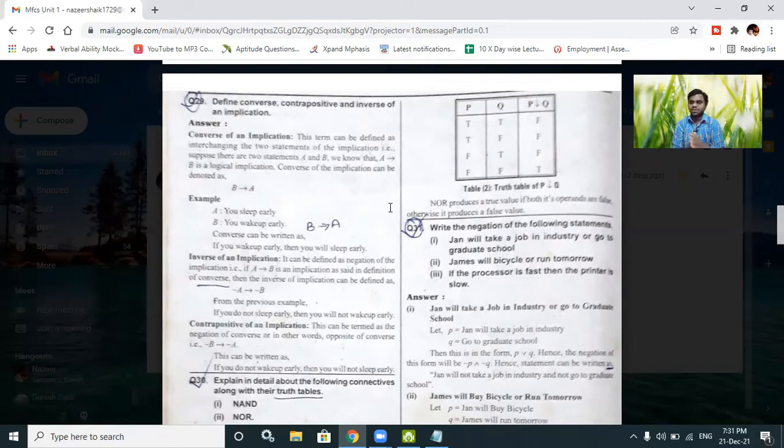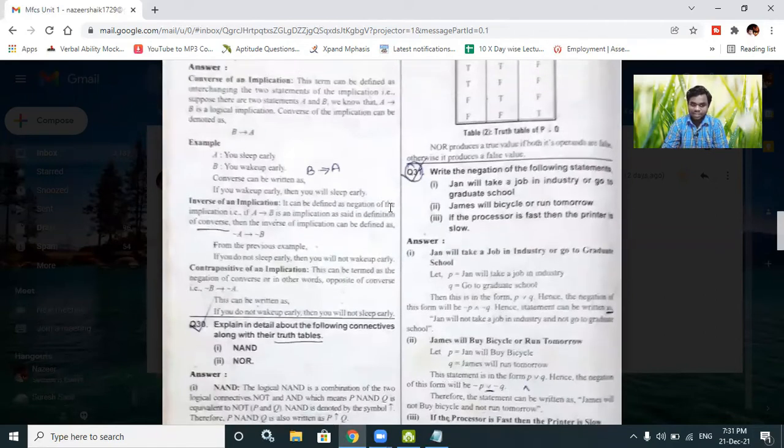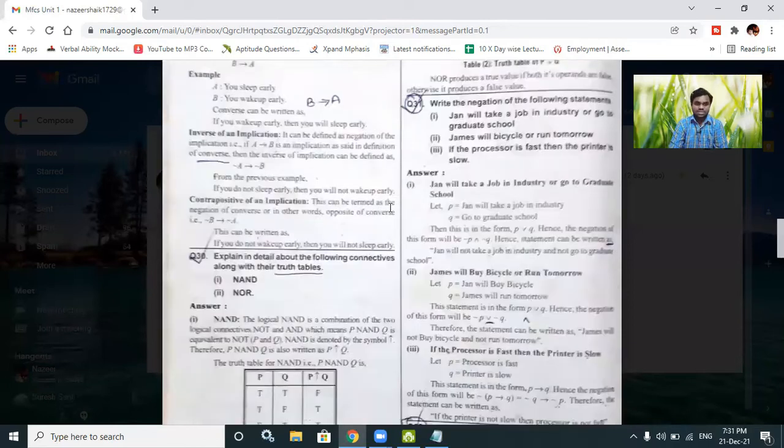For example, P implies Q. Here the converse will be Q implies P. P: you sleep early, Q: you wake up early. Here the converse is: if you wake up early, then you sleep early. So that's all about the converse.